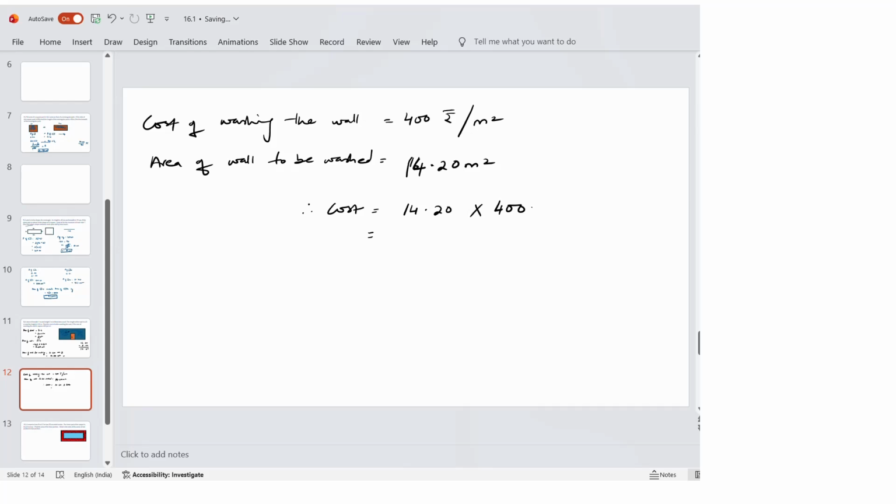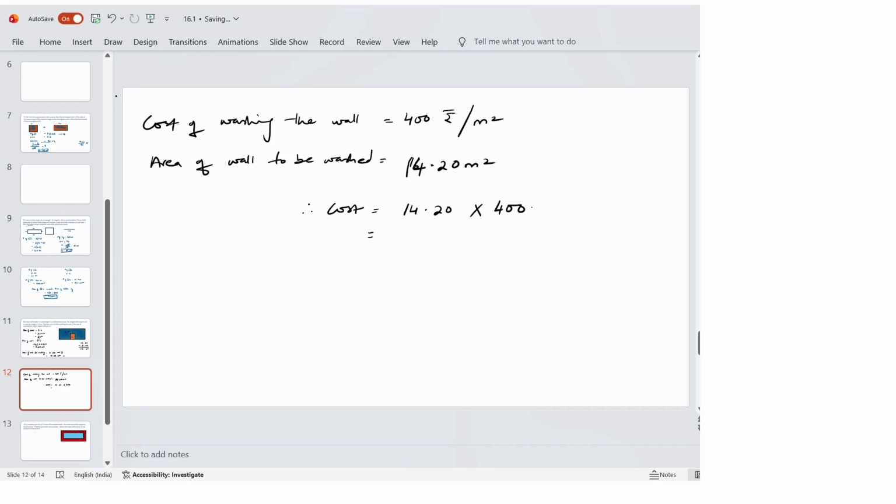For the initiate people who do not understand what has happened over here, for 1 meter square the cost is 400 rupees. For 14.20 meters square, you need to keep adding 400 plus 400 plus 400. You keep adding it for 14 meter squares, right? So what's repeated addition? It's multiplication. That is why we have multiplied.